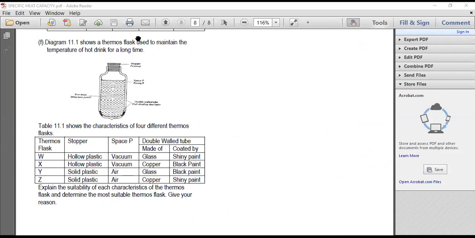Now we look at one more example. Diagram 11.1 shows the thermos flask used to maintain the temperature of a drink for a long time. Table 11.1 shows the characteristics of 4 different thermos flasks. Explain the suitability of each characteristic of the thermos flask and determine the most suitable one. This one also, you give your answer in the form of a table. The first column here, you have characteristics.